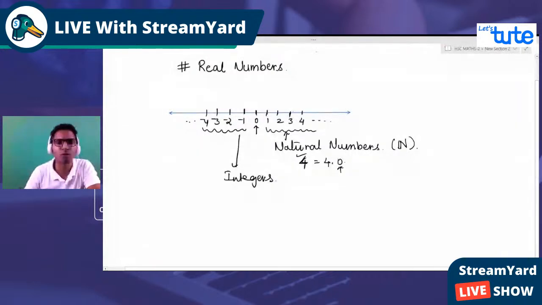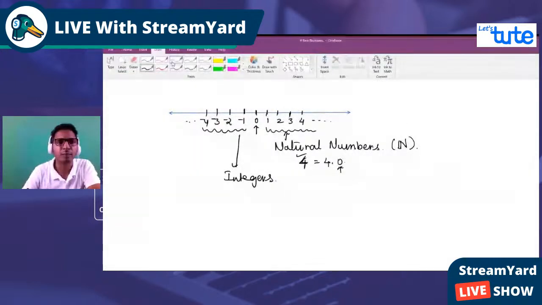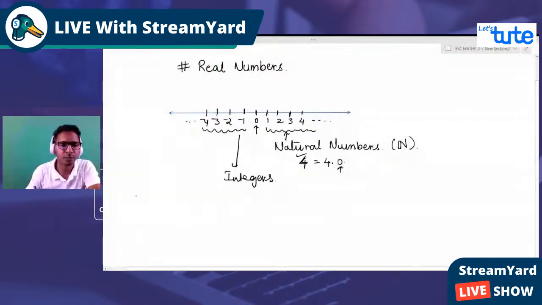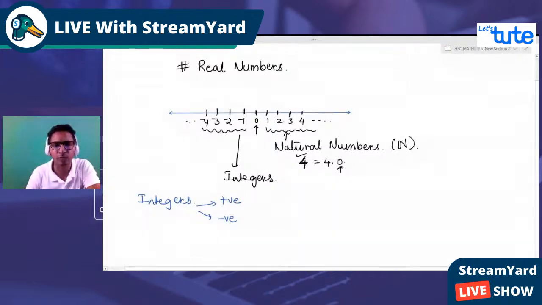If I want to make a hierarchy, let me make a hierarchy here. First comes integers. You have two branches, positive integers and negative integers. That's what we are seeing on the number line, right? On the right hand side of the 0, we have positive integers. On the left hand side of the 0, we have negative integers.